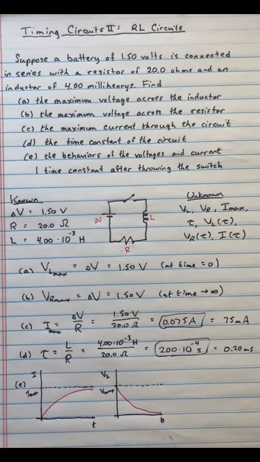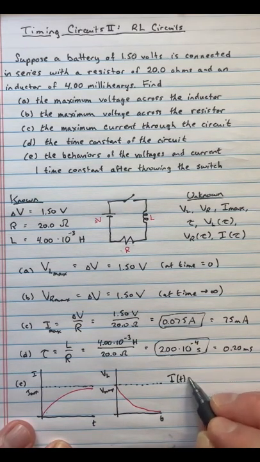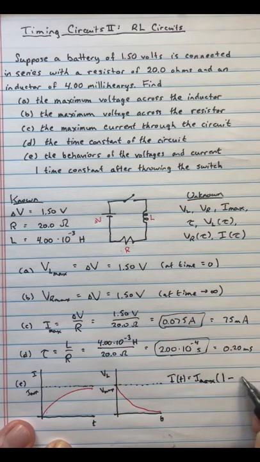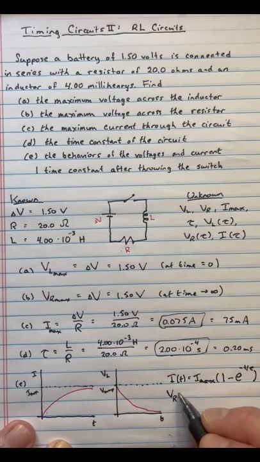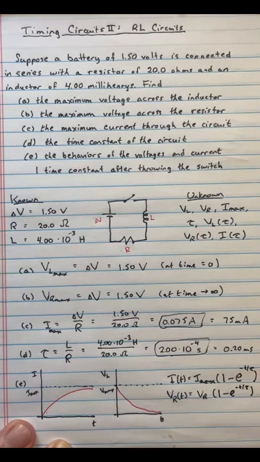Okay. The formulas would be something along these lines. So current as a function of time is our maximum current, and then 1 minus e to the negative t over tau, like that. The voltage across the resistor has the same sort of approach because it also is increasing as time goes by, but the voltage across the inductor is decreasing from a maximum value and looks like this instead.